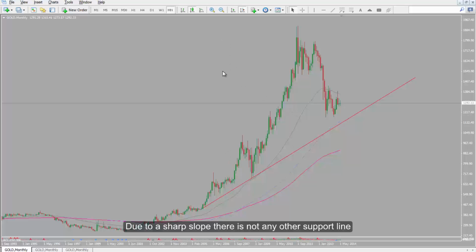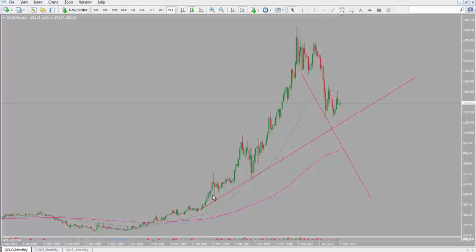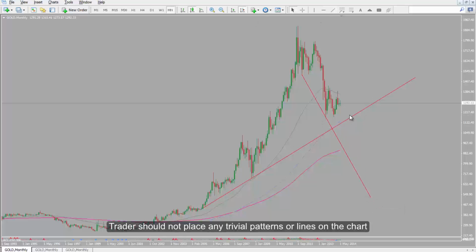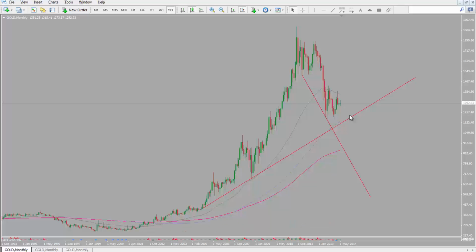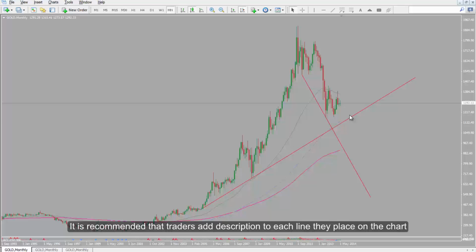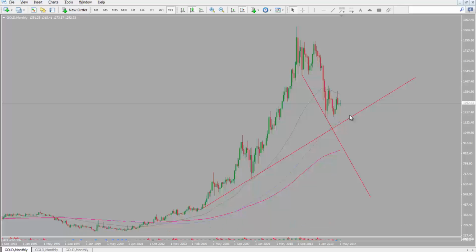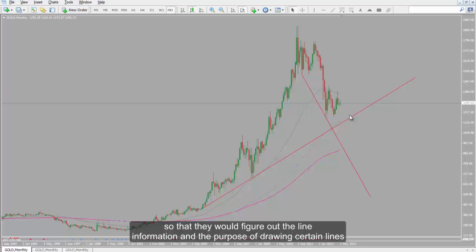Due to a sharp slope, there is not any other support line. A resistance line can be placed on the downward slope. A trader should not place any trivial patterns or lines on the chart. It is recommended that traders add a description to each line they place on each chart so that they would figure out the line information and the purpose of drawing certain lines.